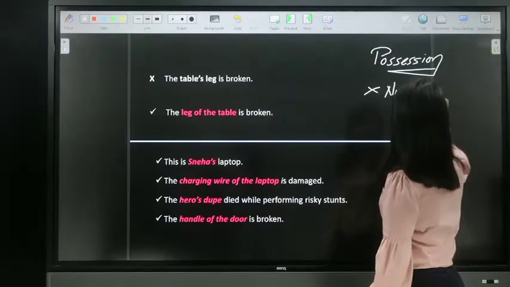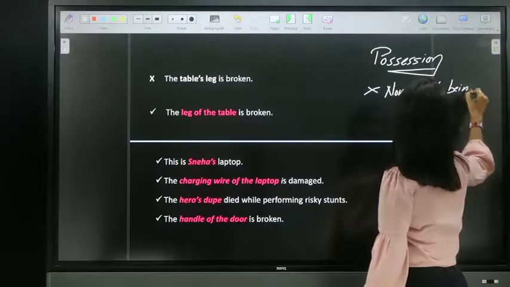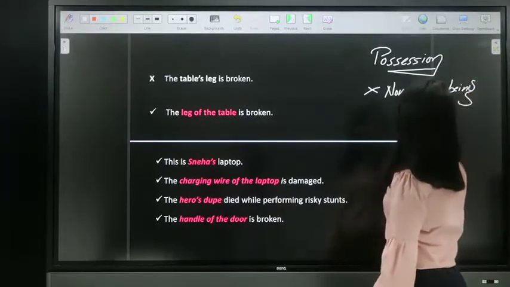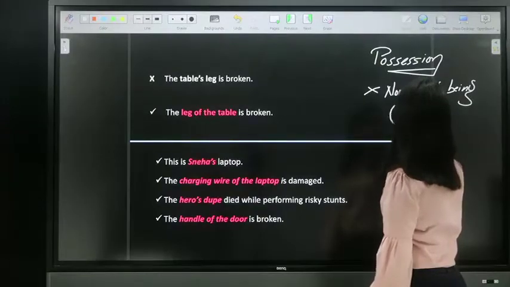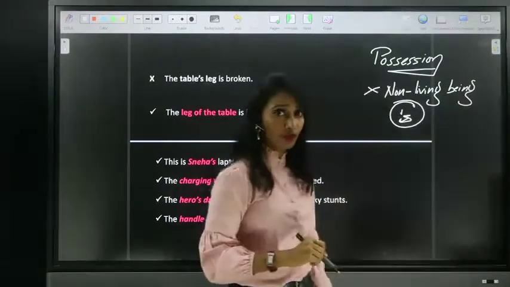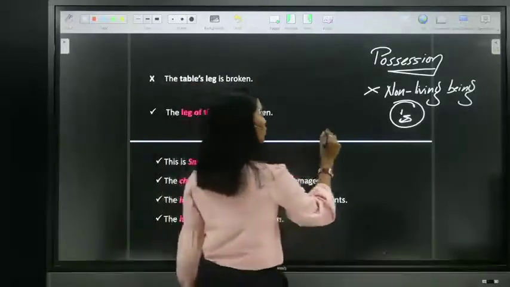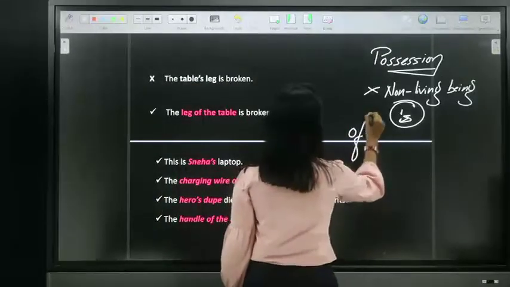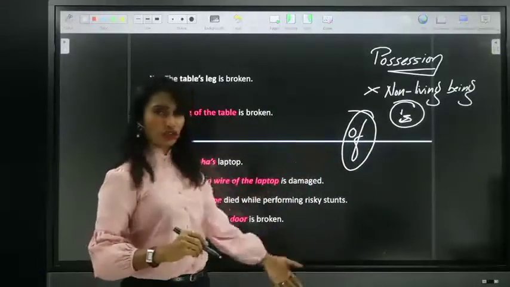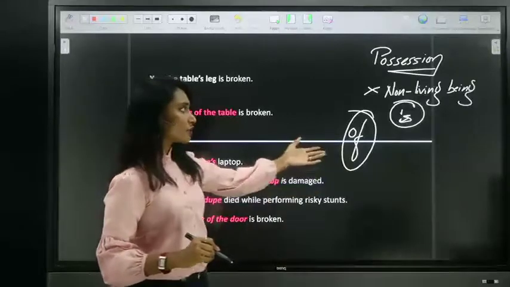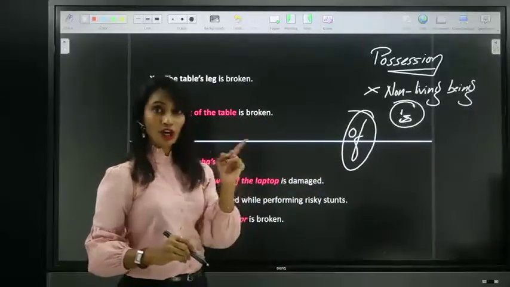We do not give possession to non-living beings with apostrophe s, right? We cannot indicate possession for non-living beings with apostrophe s. In such cases, as I told you today, we must use preposition of. Of is a preposition of possession. So we can use preposition of to indicate possession for non-living beings, but not apostrophe s.